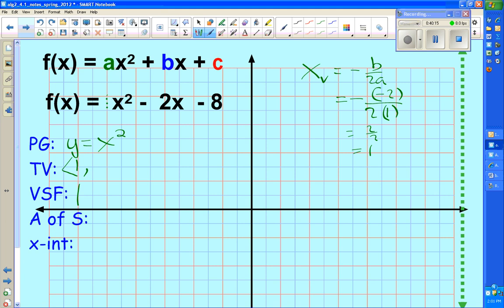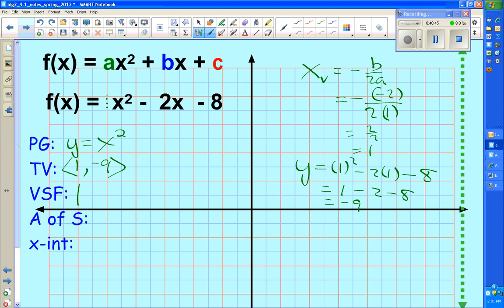How do I find out what the y coordinate of the vertex is? Plug in the x. How do I do that? I write it down. Y equals 1 squared minus 2 times 1 minus 8. 1 minus 2 minus 8 would be negative 9. 1, negative 9 is your vertex, translation vector.